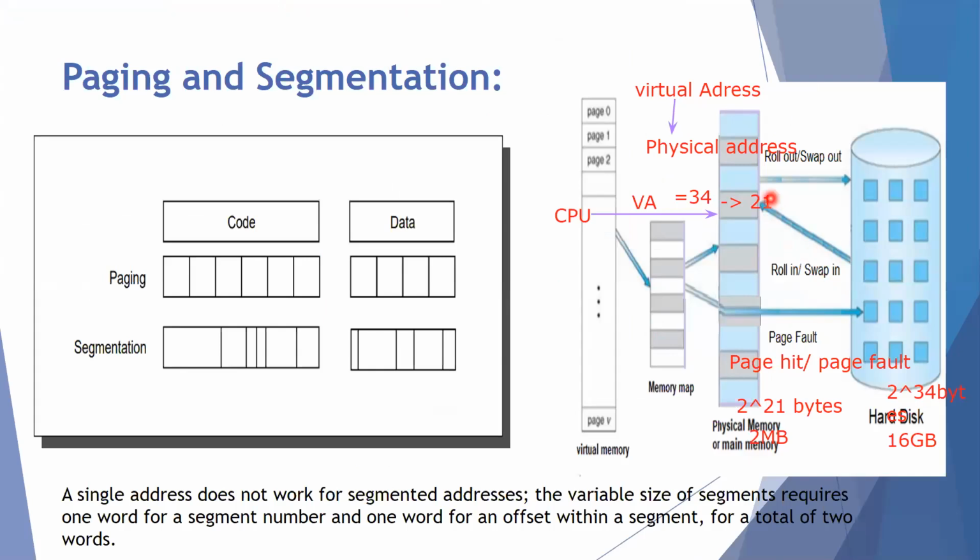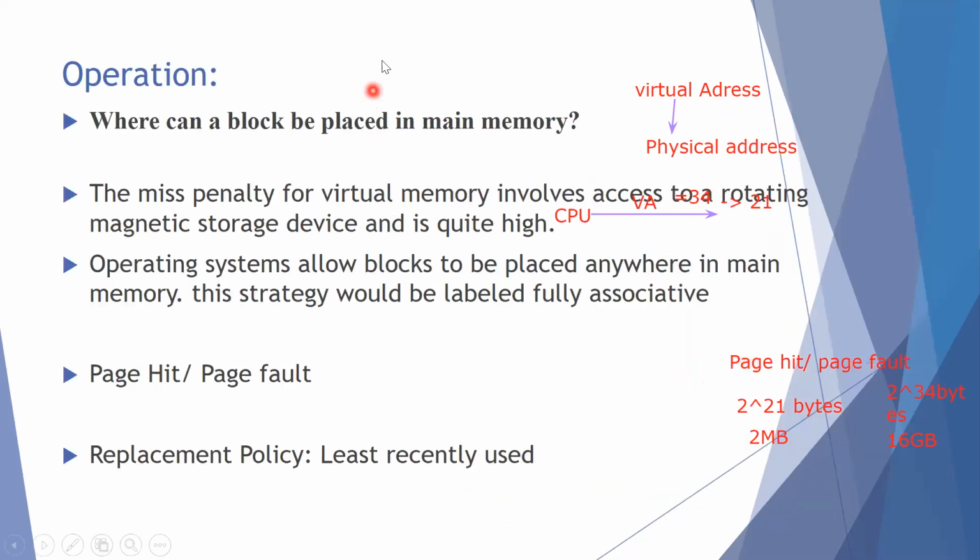a least recently used policy, and wherever it is placed, that address is updated here. So your memory map is automatically updated. Are you all getting? We have to discuss the details of how memory mapping is done and how this page hit and page fault takes place. So this was just an overview, and now we will discuss all the details one by one.